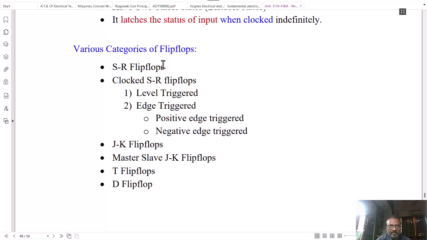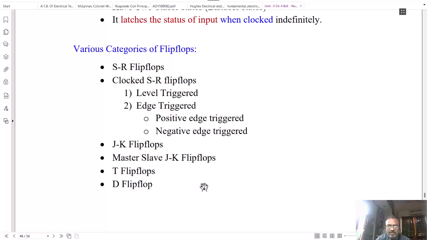Various flip-flops in various categories are listed here. They are either SR flip-flops, they can be clocked SR flip-flops. Clocked SR flip-flops can be further classified as level triggered or edge triggered flip-flops. Edge triggered flip-flops can be positive edge triggered or negative edge triggered. They can be JK flip-flops. They can be master slave JK flip-flops. They can be T flip-flops and they can be D flip-flops. T flip-flop is also called the toggle flip-flop and D flip-flops are called data flip-flops.